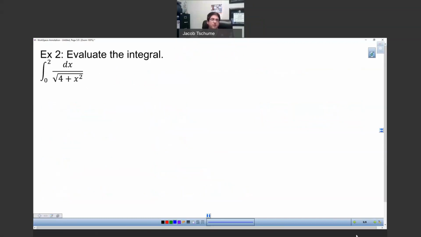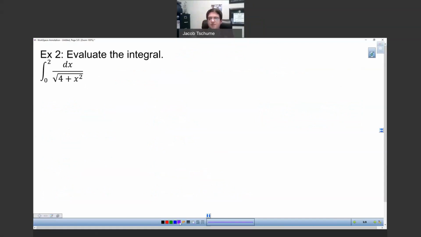All right. Once again, in these longer rules, we don't always give you definite integrals, but I do want to do one because this is one of the easier problems to do. So what is the integral from 0 to 2 of dx over the square root of 4 plus x squared?